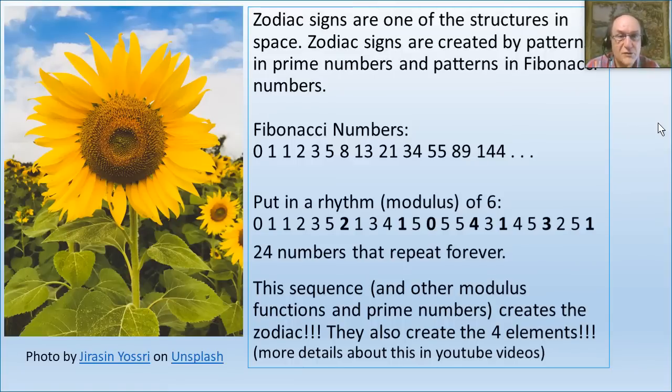And then all you do is you take the Fibonacci numbers, you put them into a rhythm, into a beat. And how do you do it? You just subtract out a number. If you want a beat of 6, you just subtract out 6.